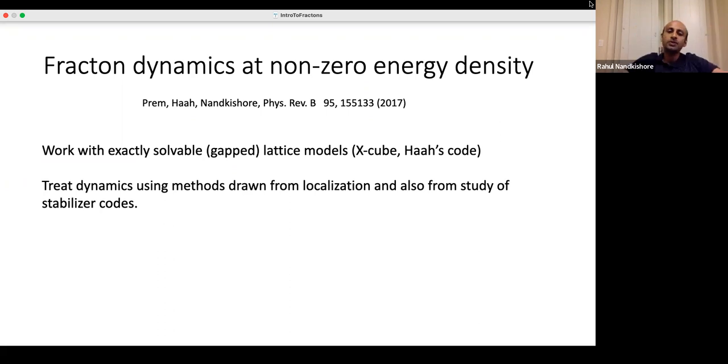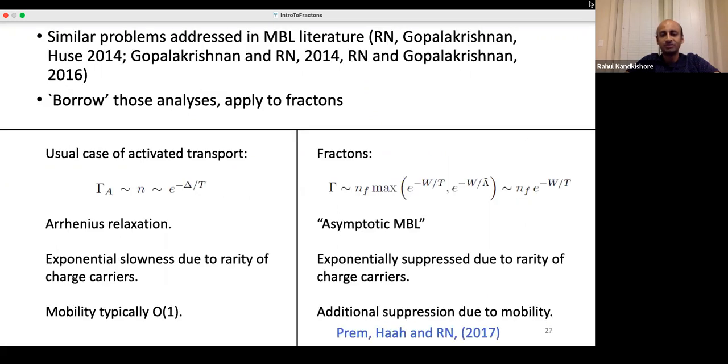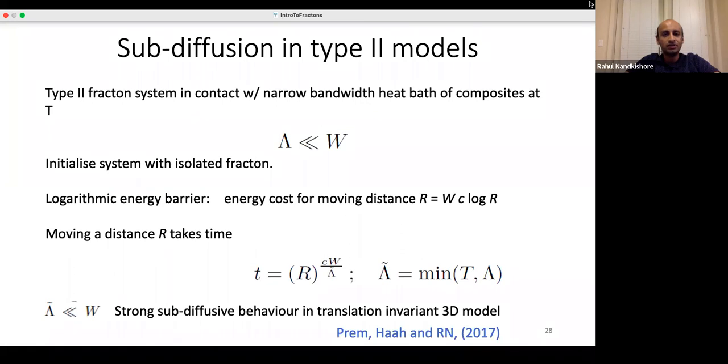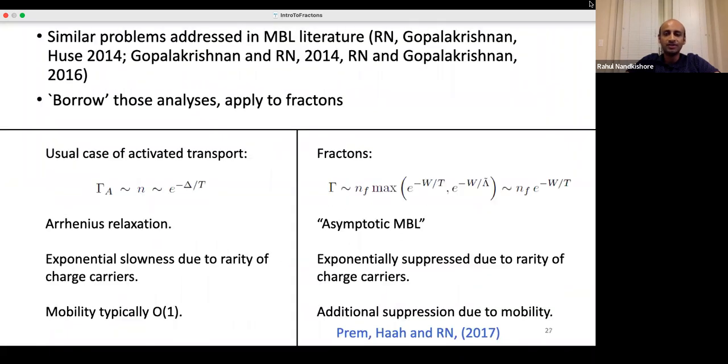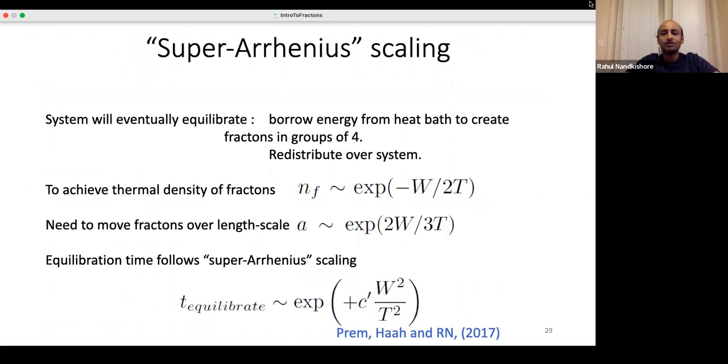Yeah. So we studied this in this paper. I'll maybe skip the details; we studied it with various methods drawn from the study of many-body localization. The bottom line was that you get very slow equilibration, but you do get equilibration.